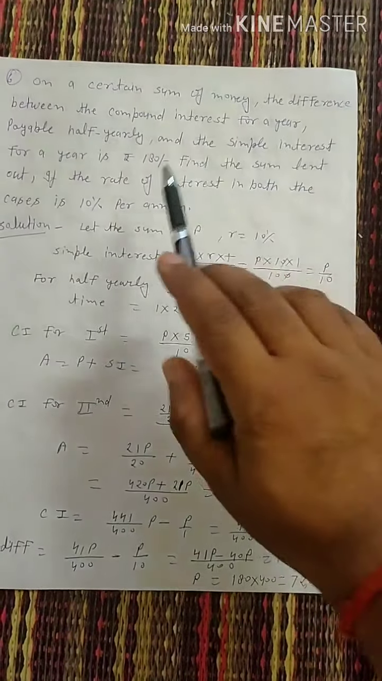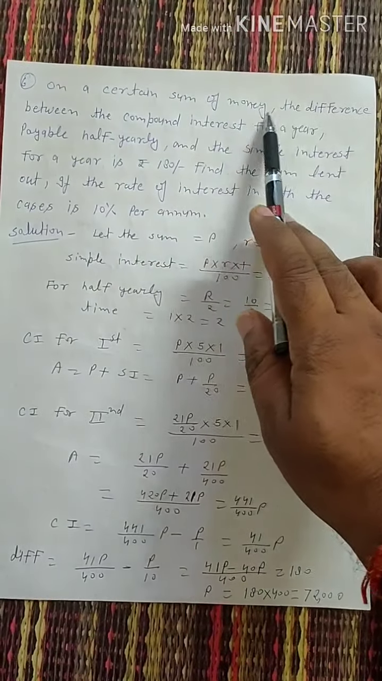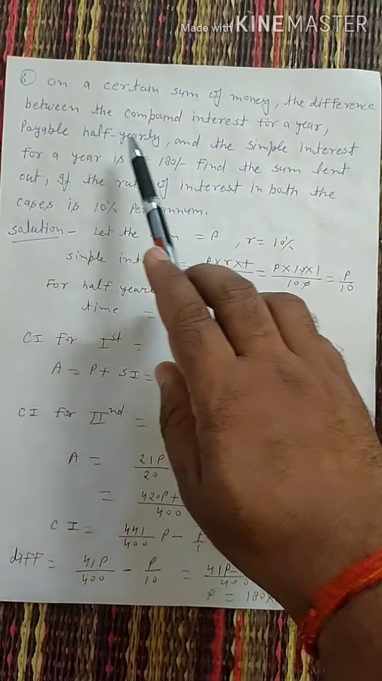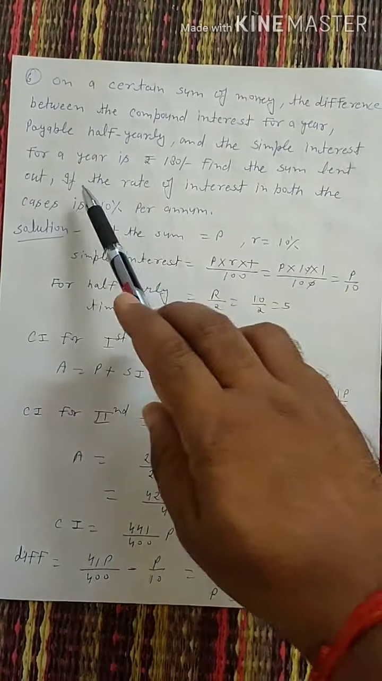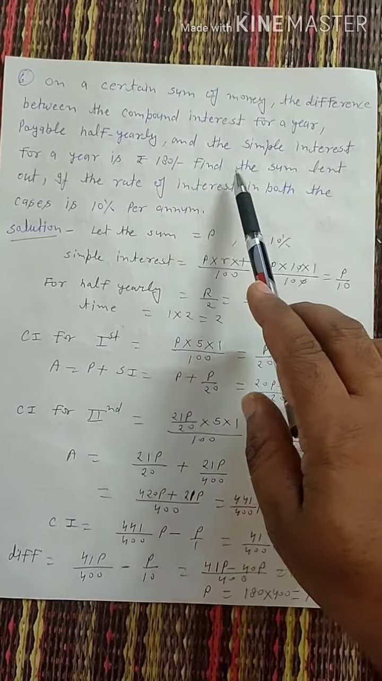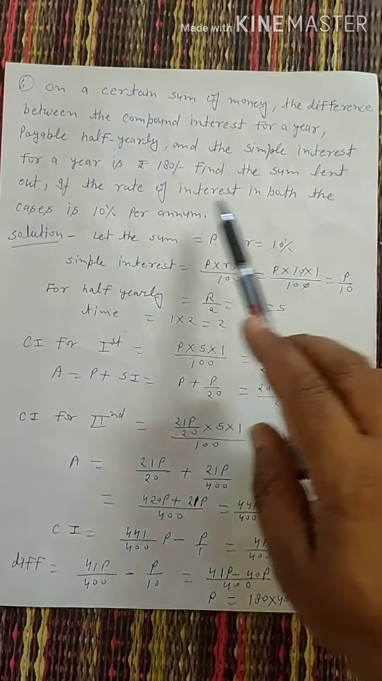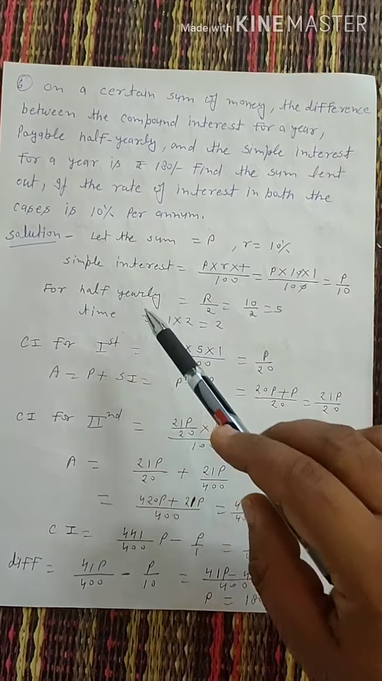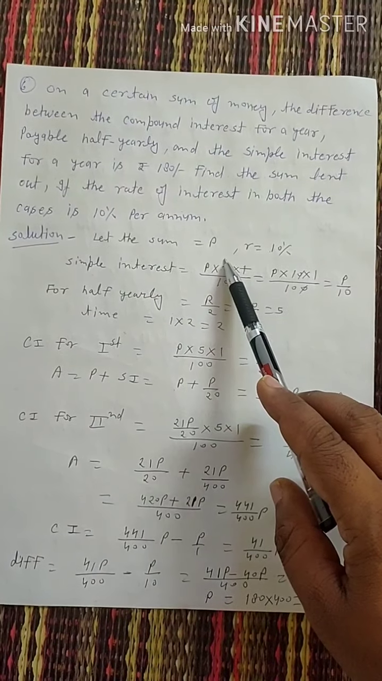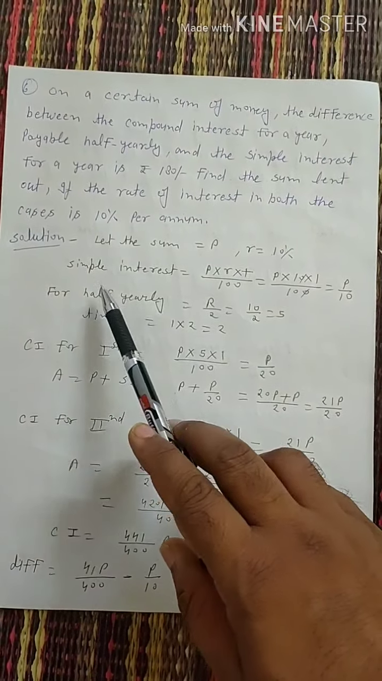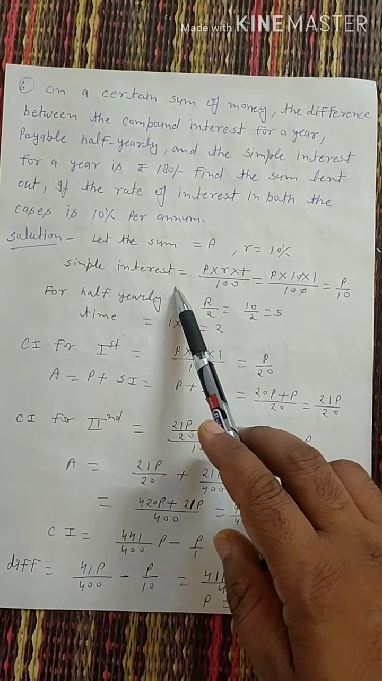Now question number 6 is: on a certain sum of money, the difference between the compound interest for a year payable half yearly and the simple interest for a year is 180. Find the sum lent out if the rate of interest in both the cases is 10%. Suppose the sum of money is P and R is given 10%, so first we find simple interest. Okay, we have to find the difference.